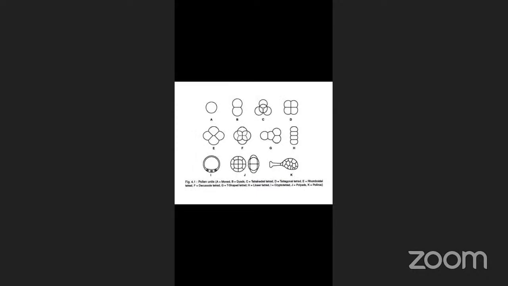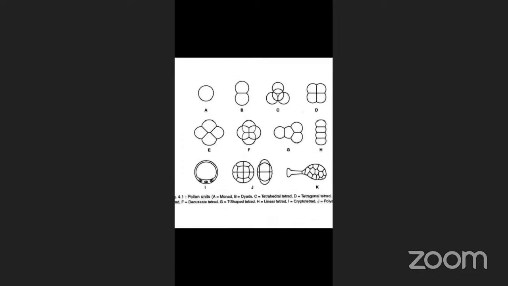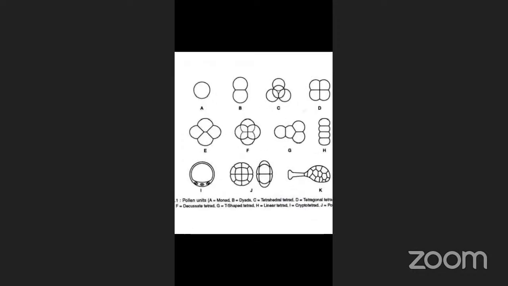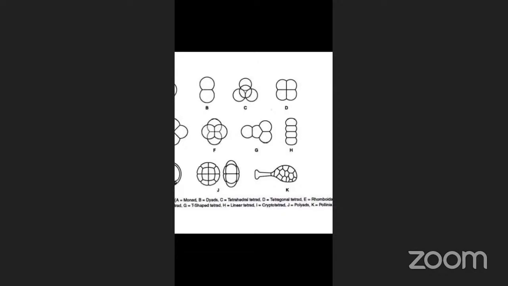That is, diads, monads, tetrads. Pollen units: pollen grains are produced within the anther of the flower. The pollen mother cell originates from the sporogenous tissue. See here, these are the pollen units. A, single unit; B, double unit, means two pollen grains are fused. Here, 1, 2, 3, 4 units, B, 4 units.